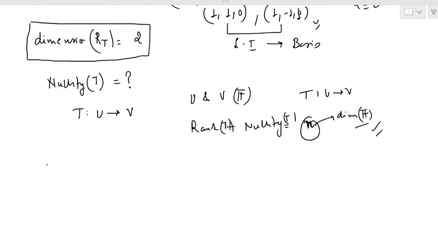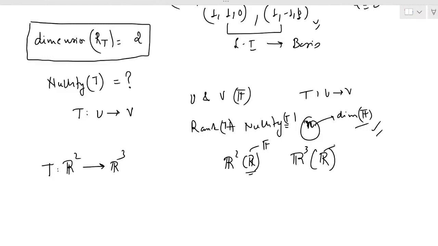If you remember, we defined a linear transformation from R square to R cube. Remember, R square is a vector space over R, and R cube also forms a vector space over R.